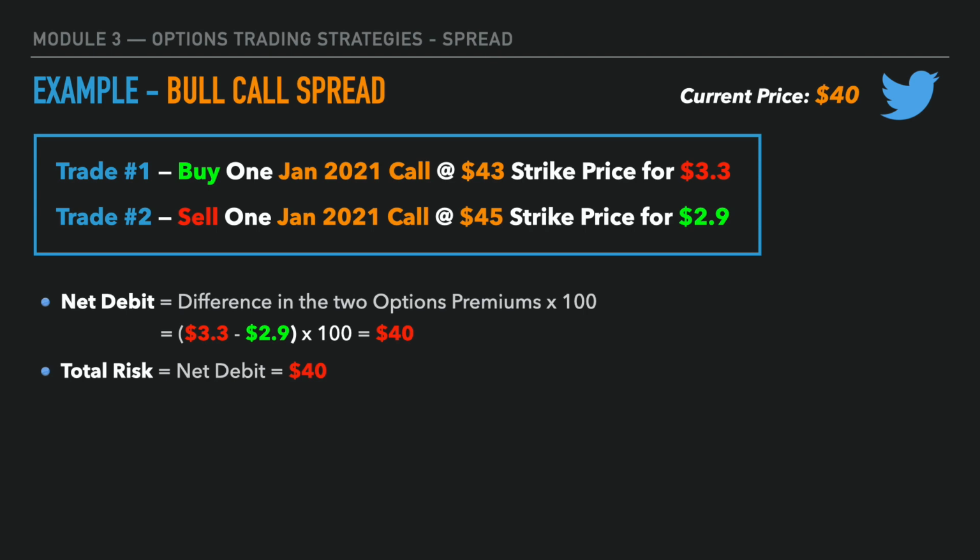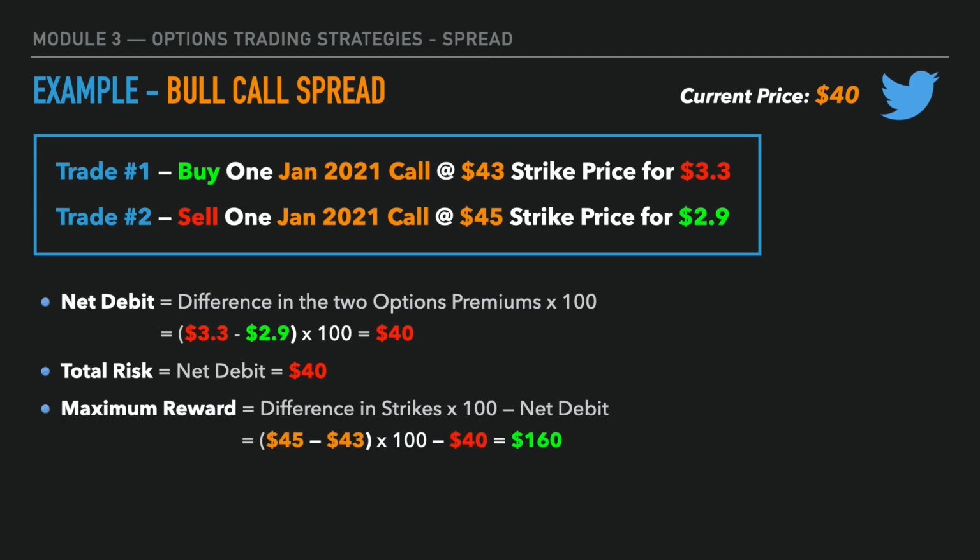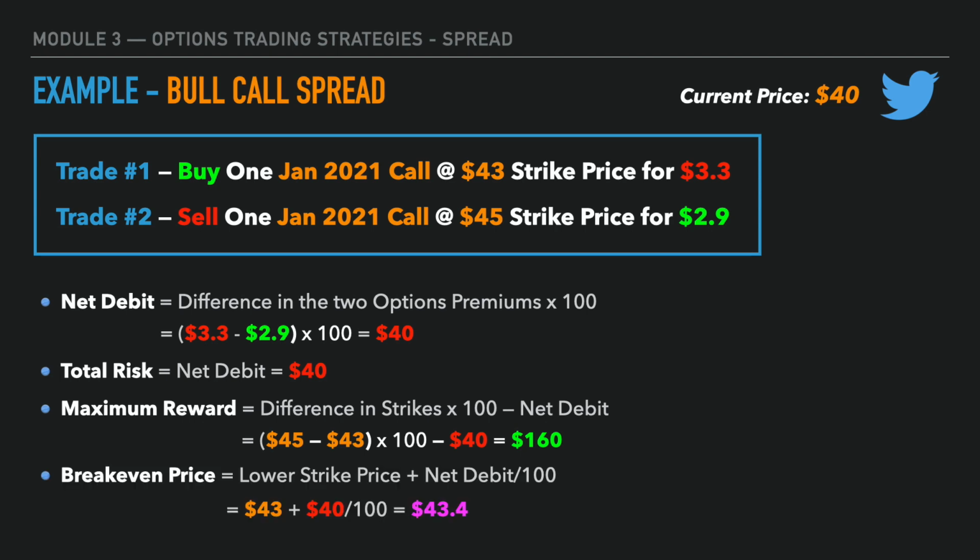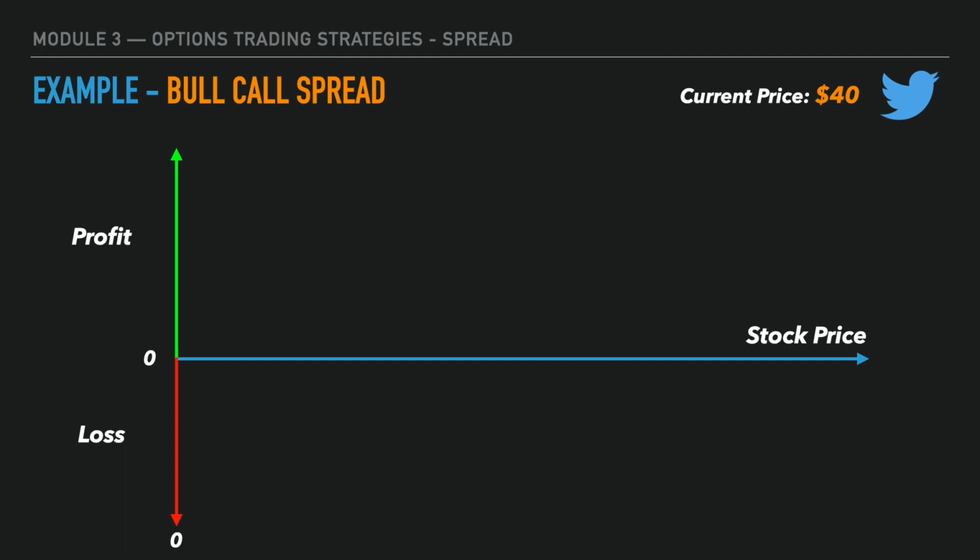Your total risk will be equal to your net debit, which is $40. Your maximum reward will also be limited when you do a bull call spread trade. It is equal to the difference of the two strike prices multiplied by 100 and then minus the net debit. In this case, it will be $160. And finally, your break-even price will be your lower strike price plus your net debit divided by 100, which is $43.4 in this case.